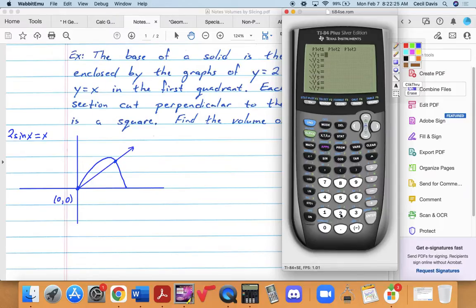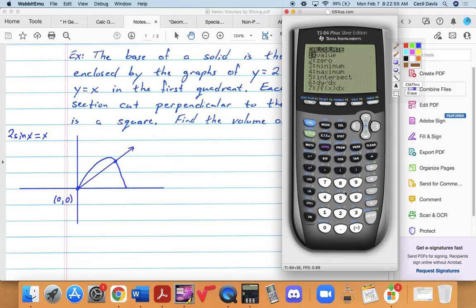So we've got 2 sine of x and y equals x. And my zoomed in from the last one was probably about the right part. Okay, so we can see the intersection. It's somewhere close to x equals 2, but it looks to me like it's a little bit less than that.